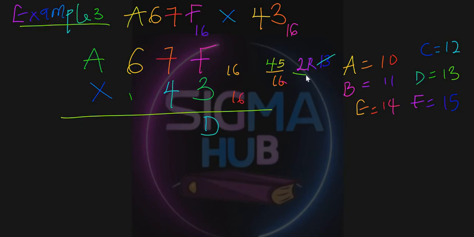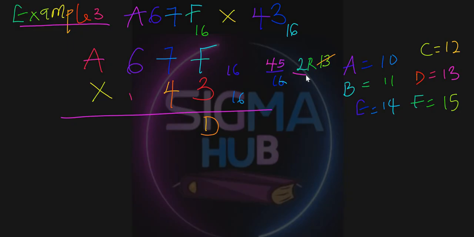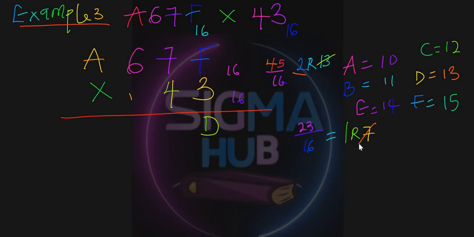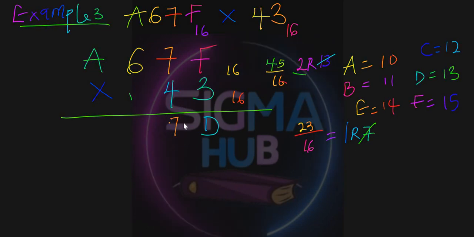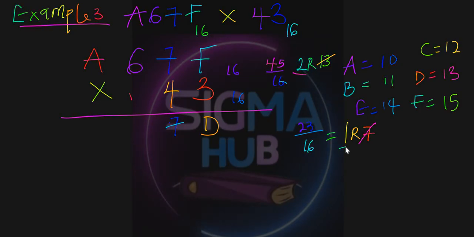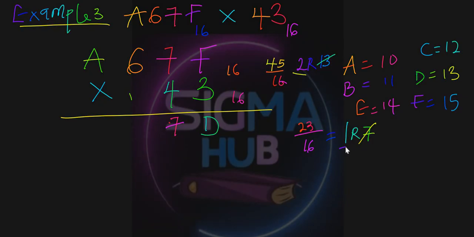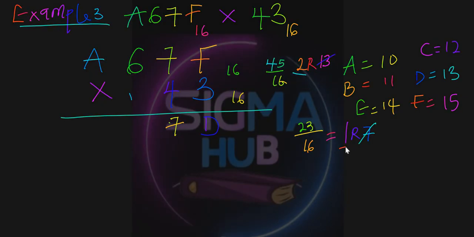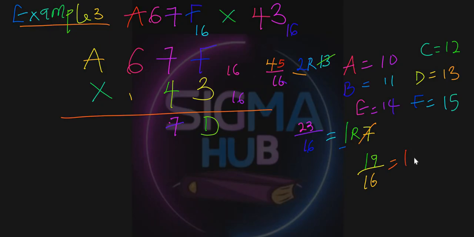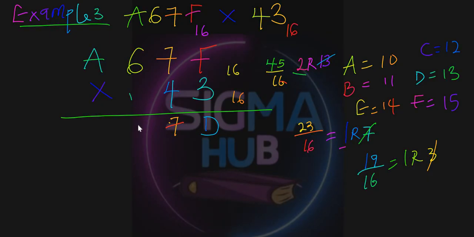Then again, 3 times 7 is 21 plus 2. That's 23. Of course, I cannot write 23 in base 16. I'm going to repeat the same thing. So 23 divided by 16 is going to be 1 and remainder of 7. So I'm going to write the remainder, which is 7. Then I keep 1. Then again, 3 times 6 is 18. 18 plus 1 is 19. Of course, I cannot write 19. So I am going to divide 19 by 16 to get the remainder. So 19 divided by 16 is 1 remainder 3. So I will have to write the remainder, which is 3.